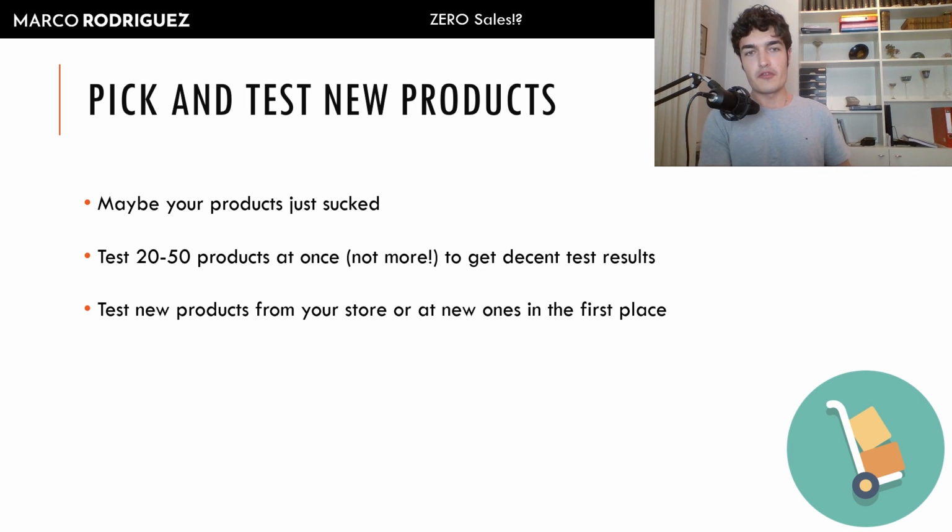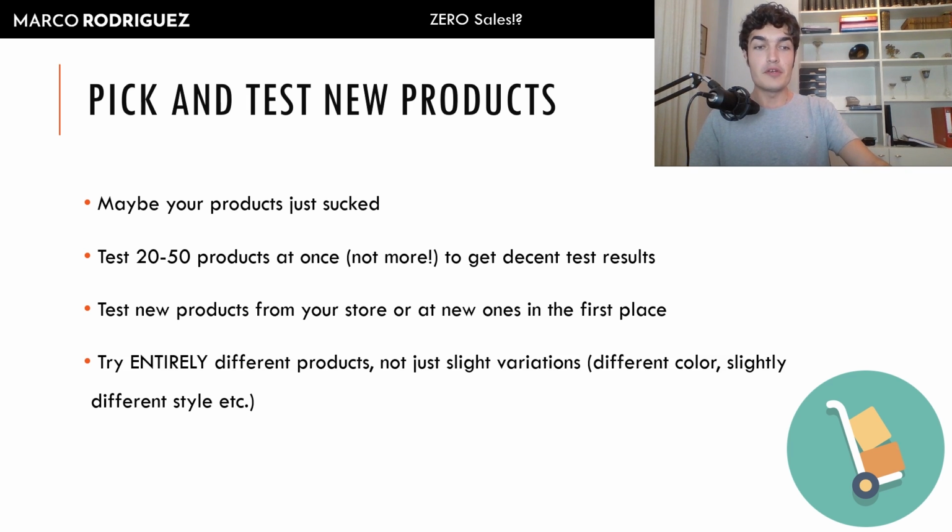If you have 100 products in your store, you only tested 10 so far, throw in some other products from your store. Or if you feel like your products are all kind of similar, then of course you should also put entirely new products in your store and then in your campaigns. And what is important here is that you try entirely different products and not just slight variations. So if you have been unsuccessful with blue skirts, right? Don't just take the same skirt in red, because chances are this won't make it.